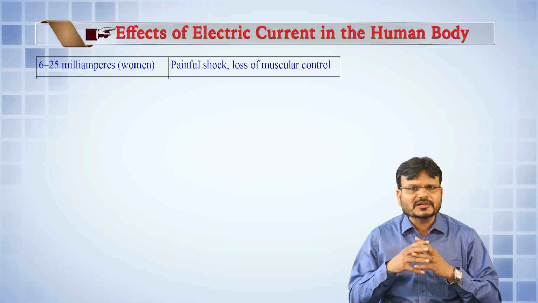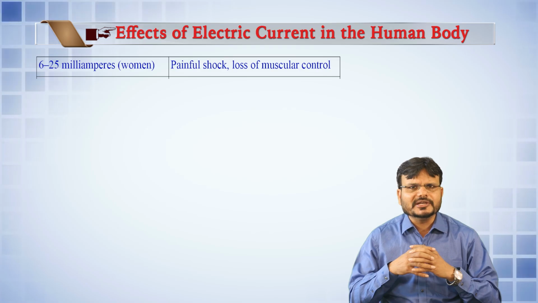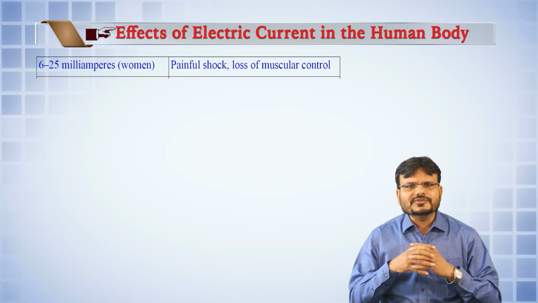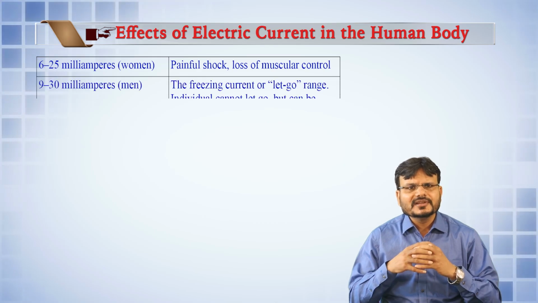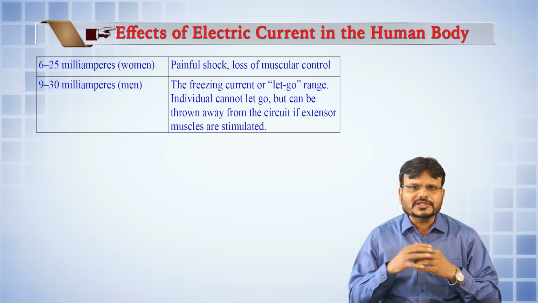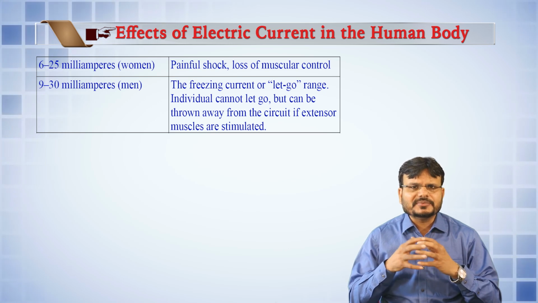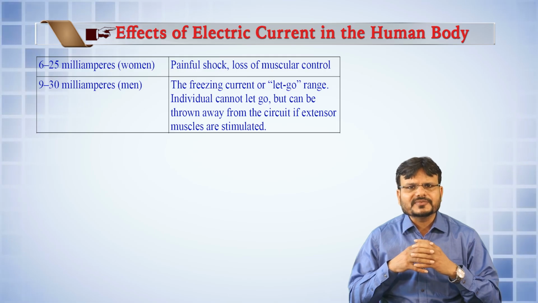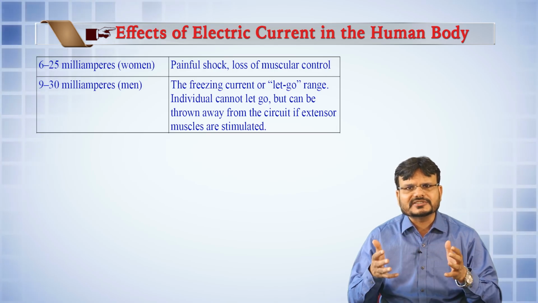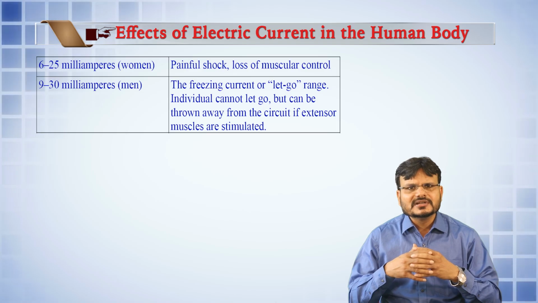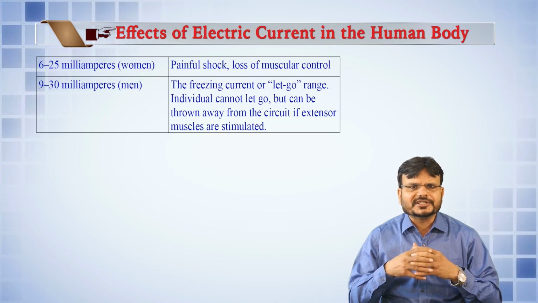If we are talking about the human body of a woman and the current is 6 to 25 milliampere, then she will feel a painful shock and loss of muscular control. If the current is around 9 to 30 milliampere, if the person is a male, then he will feel the freezing current or let-go range. The individual cannot let go but can be thrown away from the circuit if extensor muscles are stimulated.